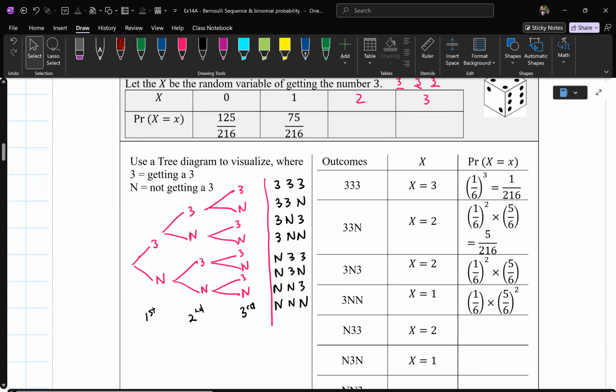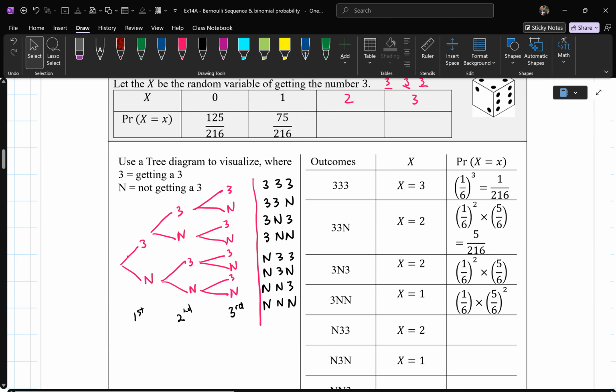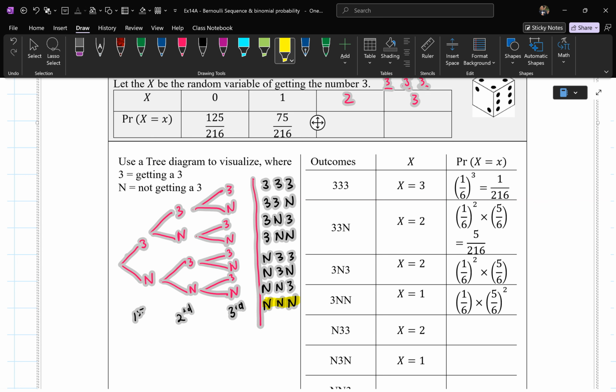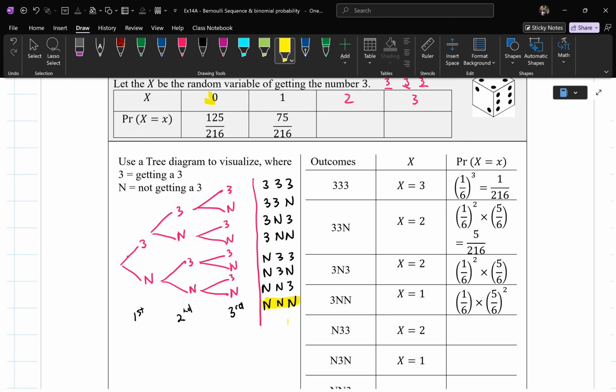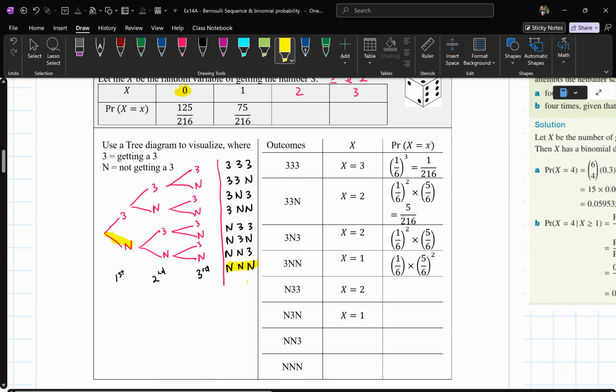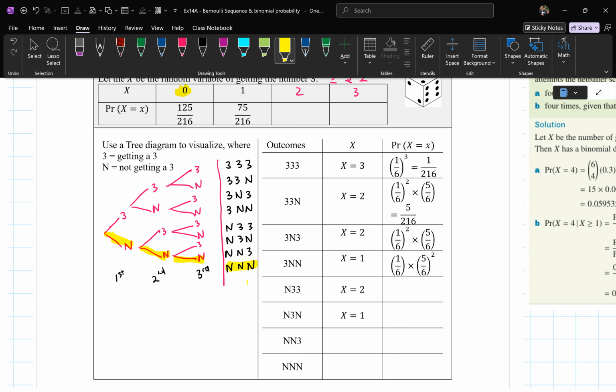So answering our distribution question, just putting our probability distribution table, we can say that our possibilities were 0, 1, 2s, and 3s. Well, getting 0 3s was this one. That's not getting a 3 at all, so that represents this one. So how did I get 125 over 216? That was literally doing chances of not getting a 3, chance of not getting a 3, times by chance of not getting a 3.